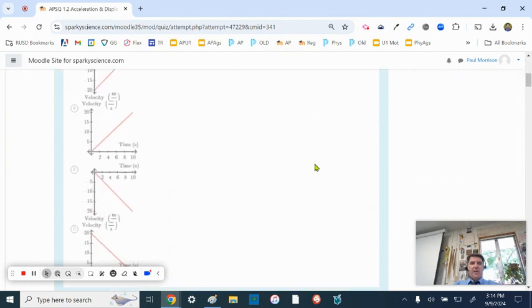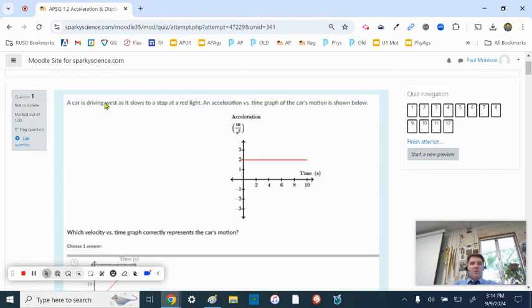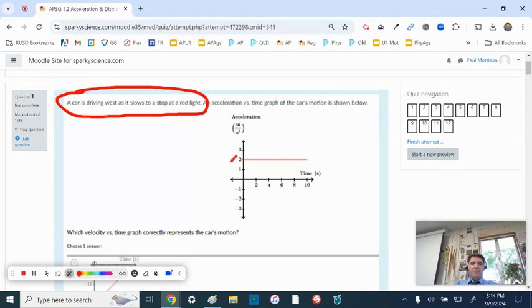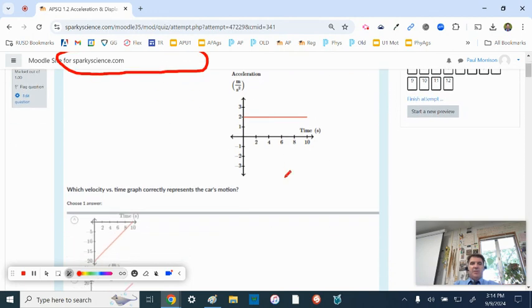This is the one. Awesome. So, car is driving west as it slows to a stop. A lot of people weren't reading these, and the reason they weren't is because on the previous quiz you didn't have to. On the previous quiz you only had to read this. But on this quiz, you have to, because an acceleration-time graph doesn't tell you which direction you're going.